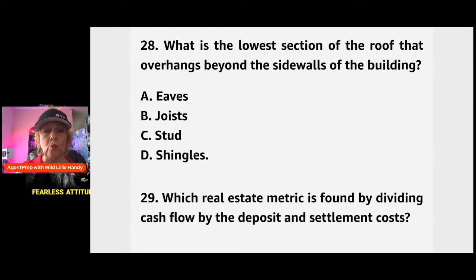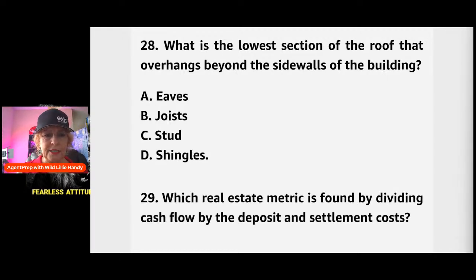Number 28. What is the lowest section of the roof that overhangs beyond the sidewalls of the building? A, eaves, B, joists, C, studs, or D, shingles? Okay, I just mentioned the word shingles, so it's not shingles. Look at the roof, the framing on top of the roof, right below it. It's an area that allows air circulation into the attic.